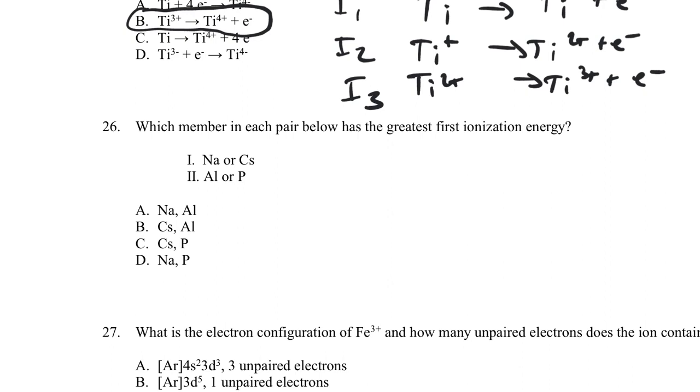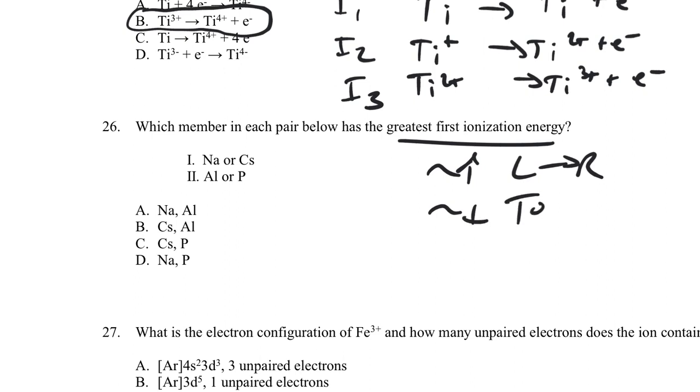Okay, so which member in each pair below has the greatest first ionization energy? And so for this question, we're going to be thinking of applying our general rule that we have that general increase left to right, and then we have the general decrease from top to bottom.